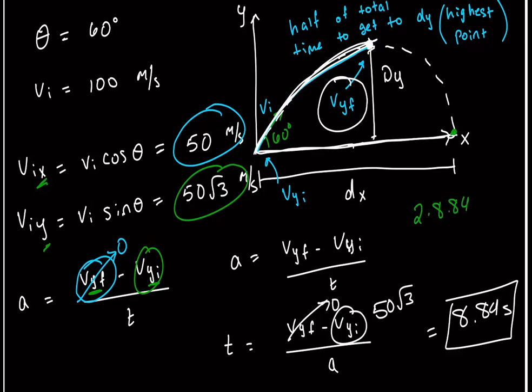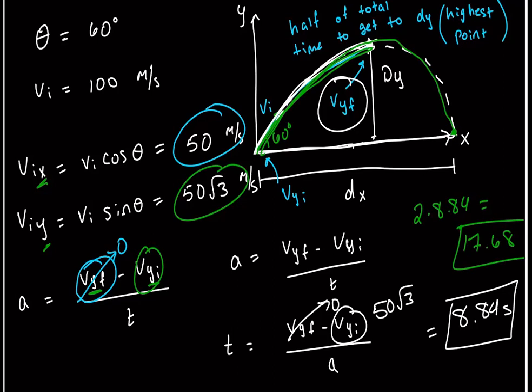So that'll be whatever that is, 17.9 or whatever, 2 times 8.84 is 17.68. You should have been able to do that. You would have seconds for the time of the total flight. Okay, then what is the maximum height?